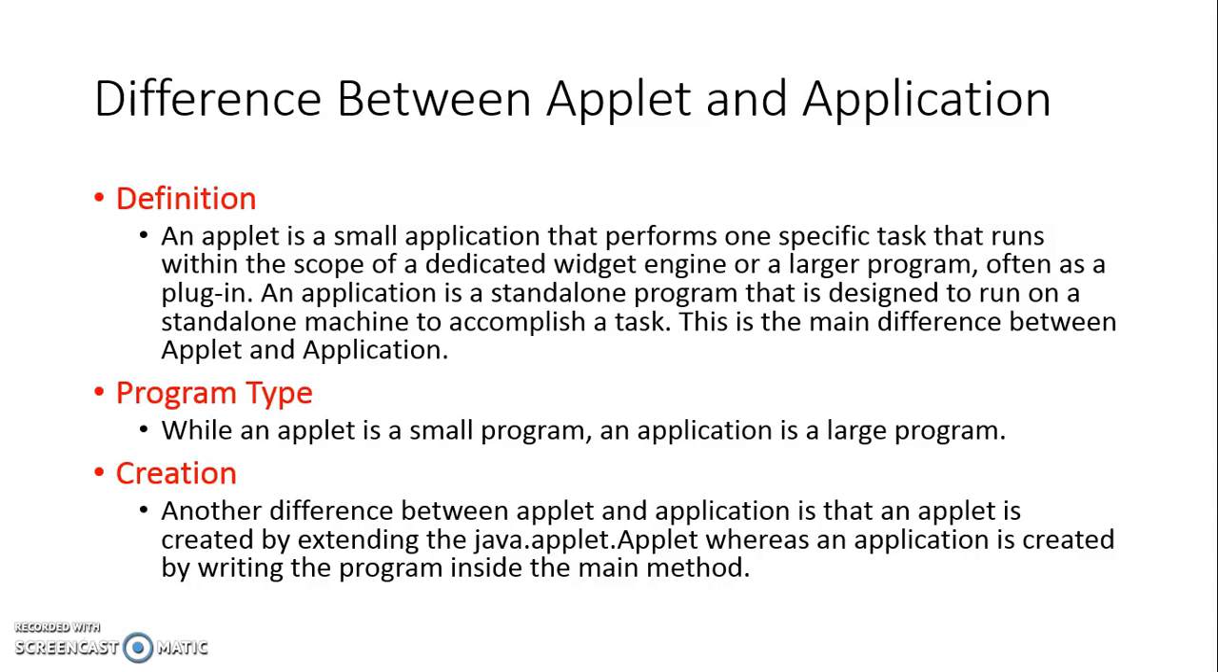Next we will see what is the difference in program type. While applet is a small program, an application is a large program which consists of thousands of lines of code. The difference in creation is, an applet is created by extending the java.applet.Applet, while an application is created by writing the program inside the main method. In applet, we don't have main method, but in application program, the execution itself starts from the main method.